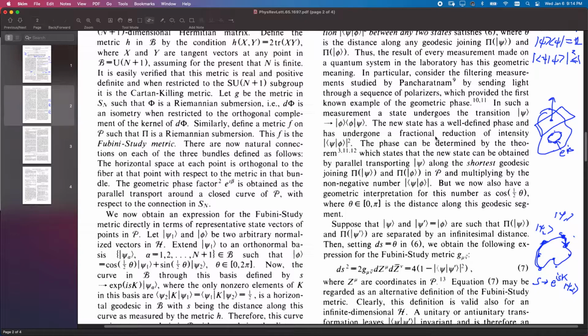Interesting. So the new state can be obtained by parallel transporting psi along the shortest geodesic. So this is an interesting point. I don't understand the entire context, but if I just take this out of context, it's a very interesting idea. But we now also have a geometric interpretation for this number as the cosine half theta. Okay, so I should check out this theorem.